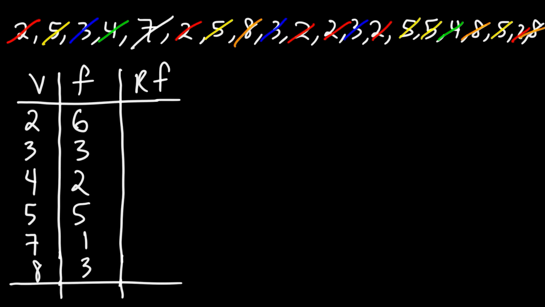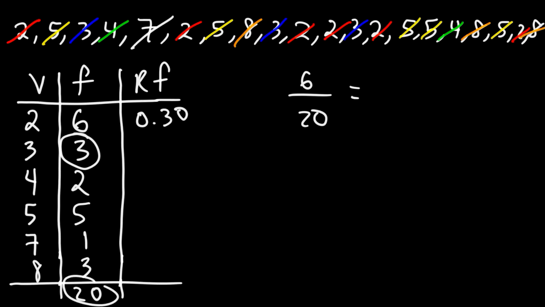Our next step is to take the sum of the frequency column. 6 plus 3 is 9, plus 2, that's 11, plus 5 is 16, plus 1 is 17, and then plus 3 is 20. Now to calculate the relative frequency, take the frequency and divide it by the total frequency. So 6 divided by 20. If you type this in your calculator, you should get 0.30. Next, let's take 3 and divide it by 20. 3 divided by 20 is 0.15.